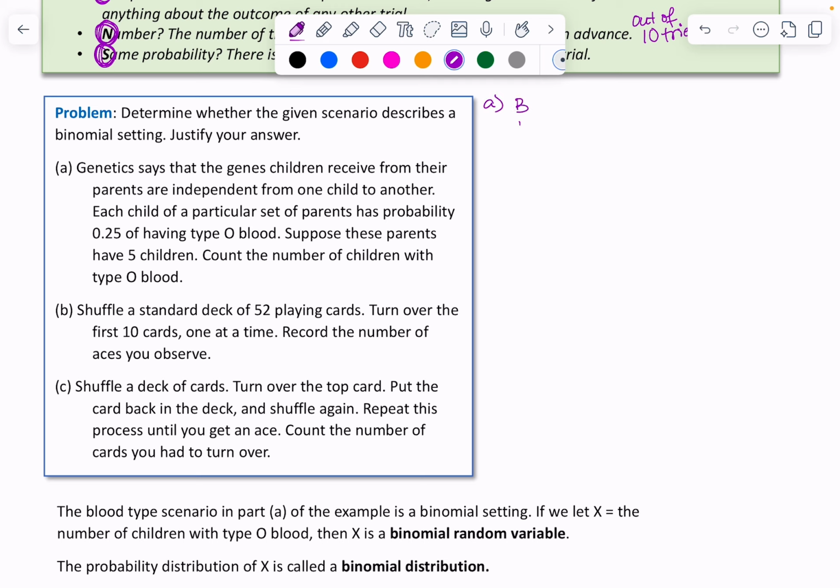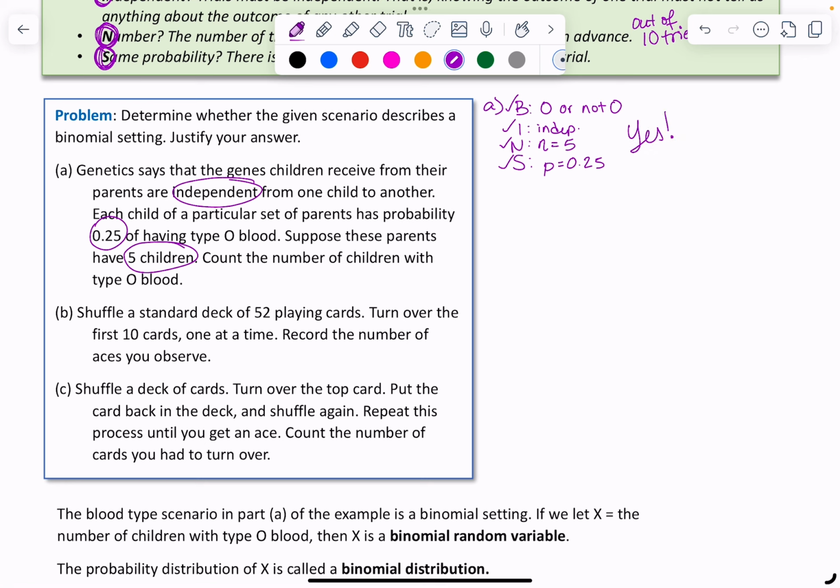Okay, so first we're going to see if it has all these criteria. Is it binary? We have type O or not type O, so that's success and that's failure. So yep, we're good. Independent? Well, it said it was in the problem, so we're good to go there. Set number of trials, N: it said 5 kids, so N, the number of trials, equals 5. And S, do we have the same probability? Each kid has a probability of 0.25, so we're going to use P for probability, and they all have the same chance of having type O. So this is binomial.